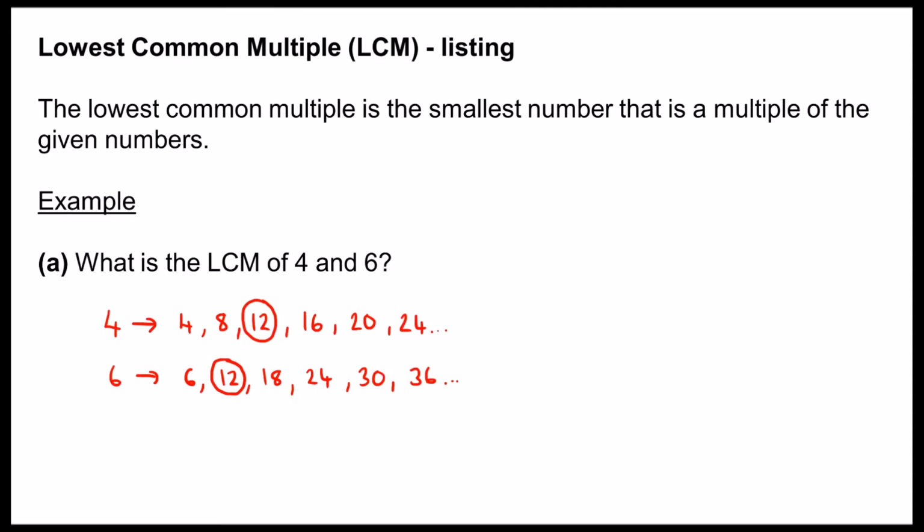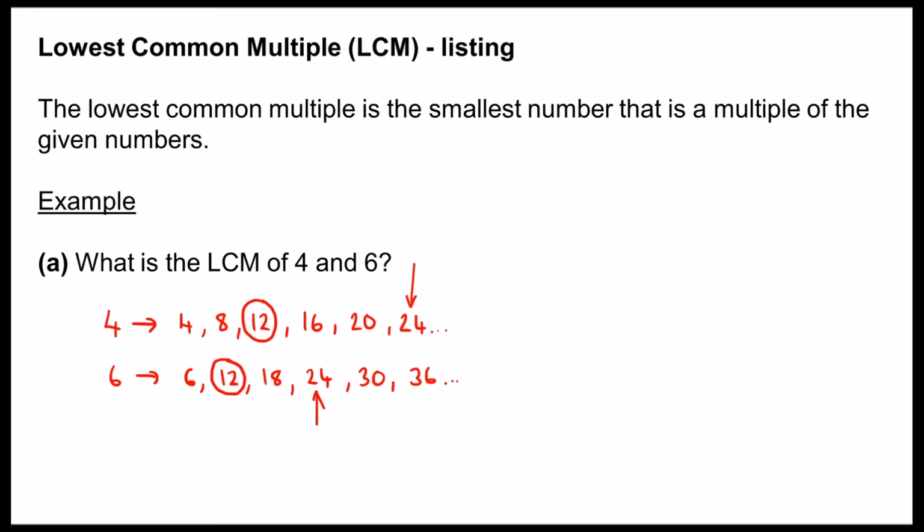If you look closely, you will notice that there's other pairs of numbers which are common multiples, such as 24. 24 is a number which appears in both lists. However, it's not the lowest number, and therefore it's not the lowest common multiple. It's really important when you compare both lists that you pick the smallest number that appears in both of them.